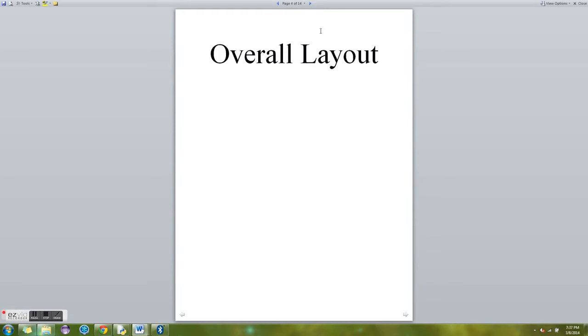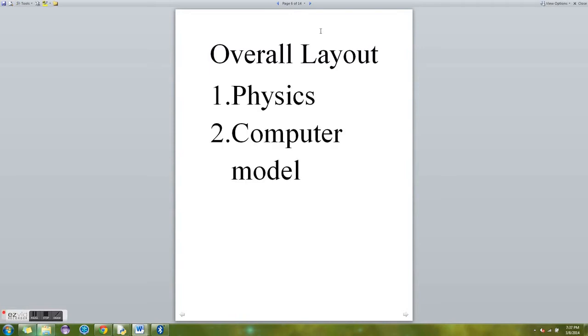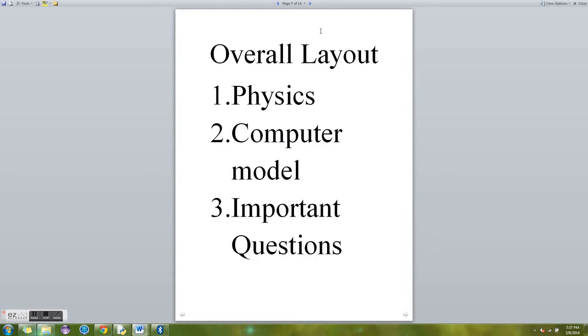So, the overall layout for this presentation is going to be first, a discussion of the physics principles behind it, second, a discussion of how those physics principles can be used in a computer model form, and third, a discussion of the what if and what does it mean questions at the end.